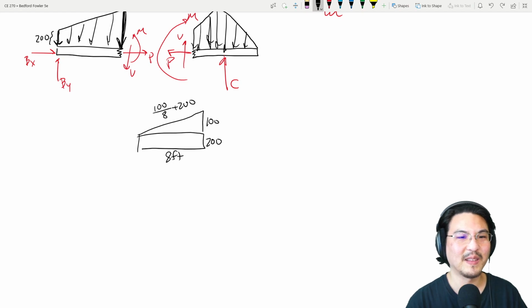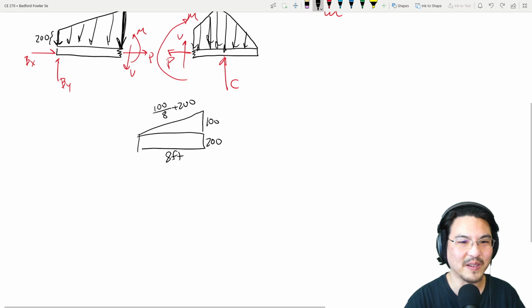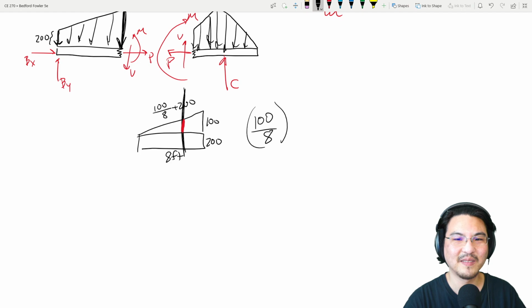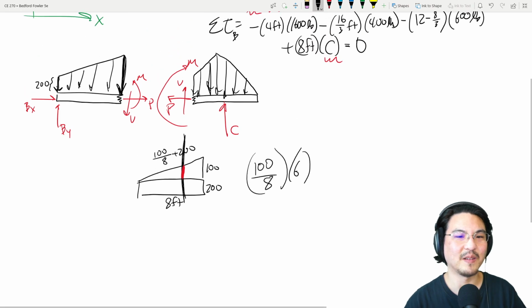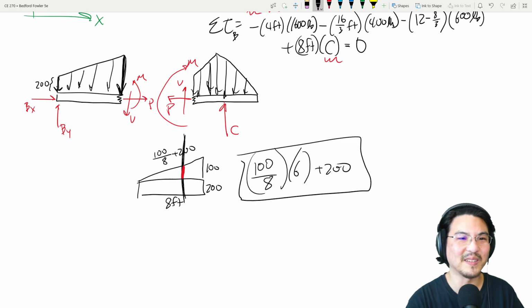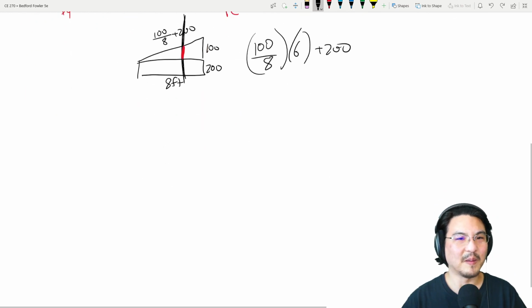But then if we chop it at 6 feet, right over here, how high is this right here? So it's the slope, 100 over 8 times 6 feet, right? So then that's it. Oh, and then I forgot, plus the 200 over here. Right, so this number is this right here.